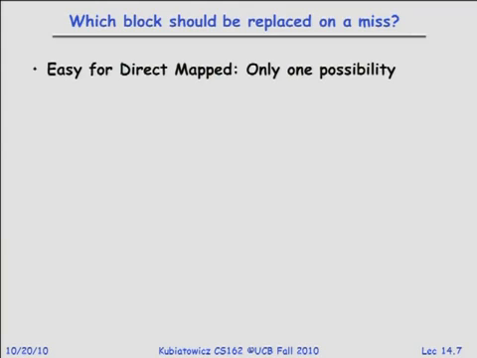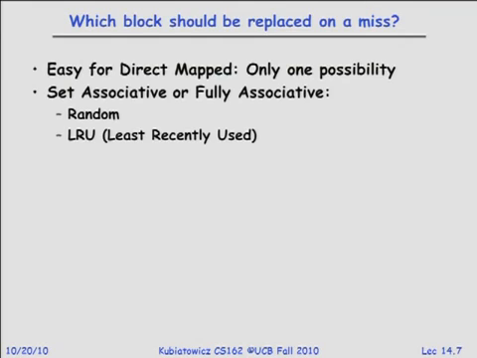If it's set associative or fully associative, now we've got some choices. So let's go back to our 2-way set associative. Now we bring a third thing in. We've got one of 2 things to kick out. Which one? Well, we could randomly pick one, or we could pick the one that was used least recently. Okay, which one of these is better? So why does it depend?